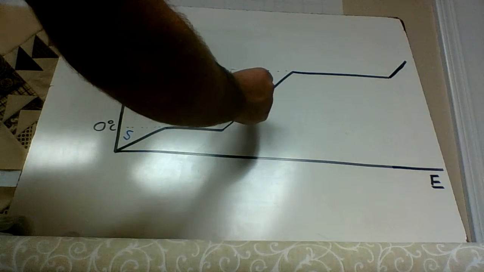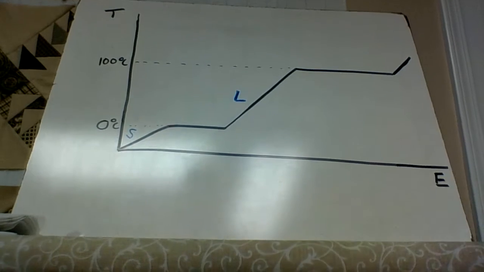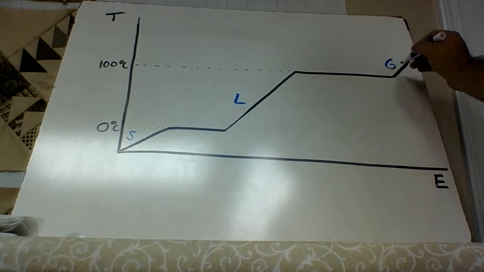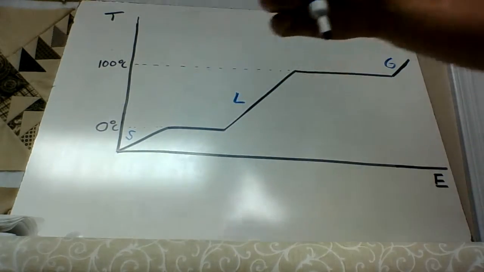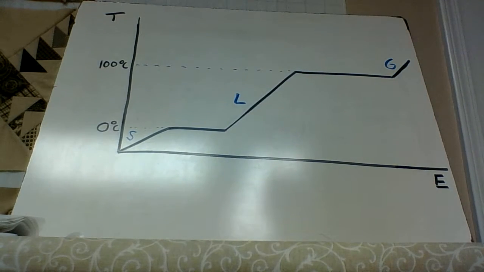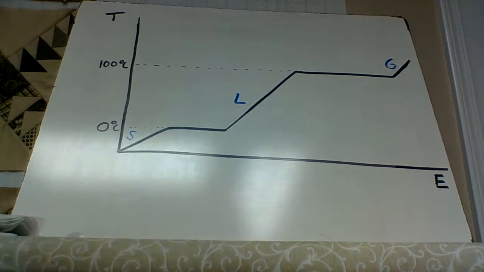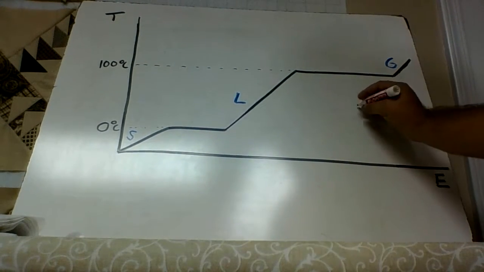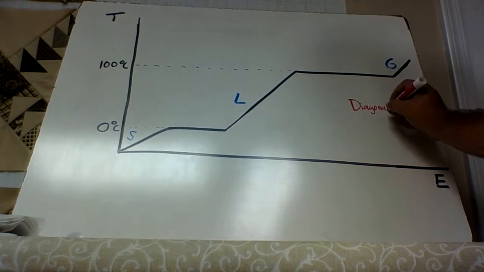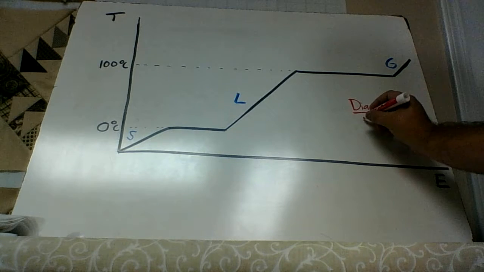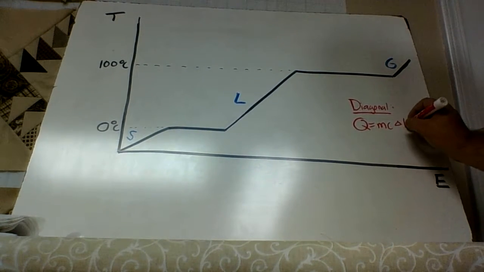This is a liquid because it's in between 0 degrees and 100. And over here, we have a gas because it's above 100 degrees. So whenever there's a diagonal, we just have one state of matter present. Now, with that being said, if there is ever a diagonal, I'll come over here and say diagonal, and we use the equation Q is equal to mc delta T.